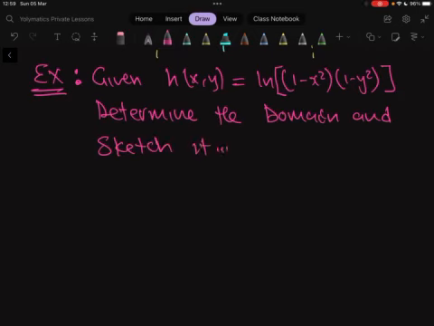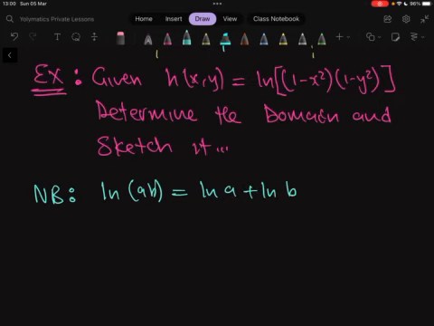So now we want to find the domain and sketch it. So how do we go about this one? To go about this problem, there is one mistake that most people always make. Most people rush to say that ln of AB is always equal to ln of A plus ln of B.